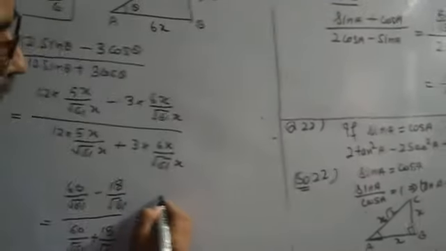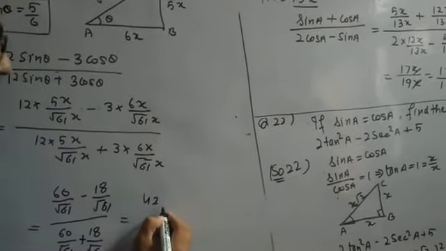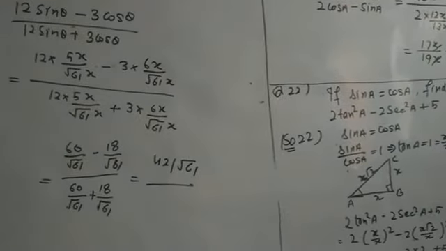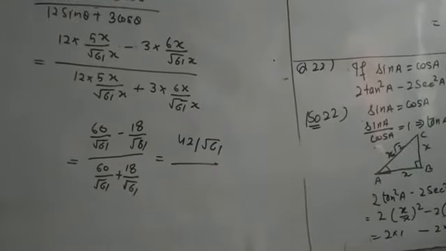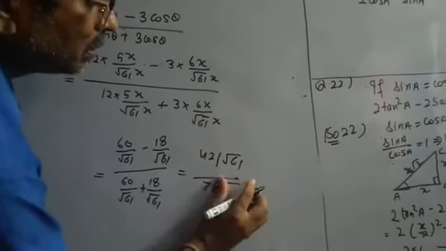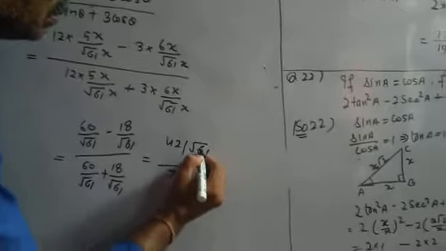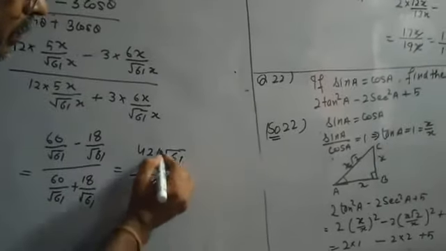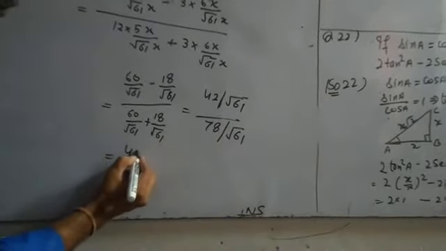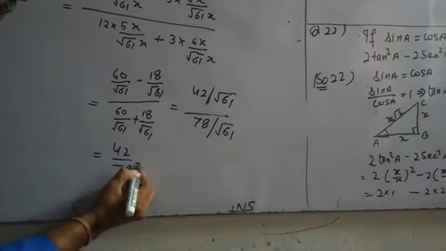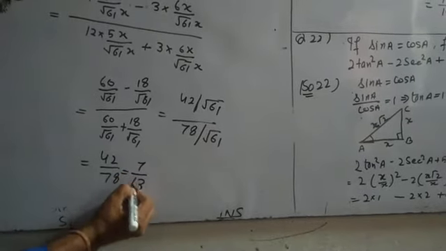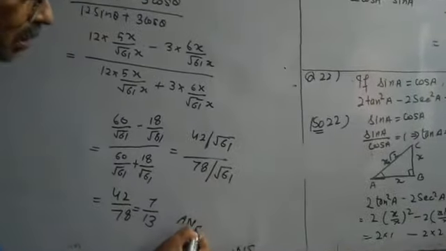This becomes 42 by root 61 upon 78 by root 61. On solving, 42 by 78, that is 7 by 13. Answer.